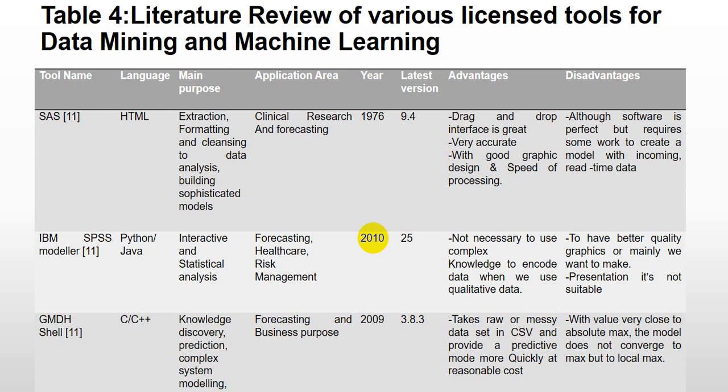presentation, it's not suitable. Next tool is GMDH shell. This tool uses C++ and C language. It's used for knowledge discovery, prediction, complex system modeling, optimization. Application area where this tool is used: for forecasting and business purposes. Came in the year 2009. Its latest version is 3.8.3. It takes raw or messy data set in the CSV and provides a predictive model more quickly at reasonable costs. But disadvantage is that if its value is very close to absolute max, the model does not converge to max but to local max.